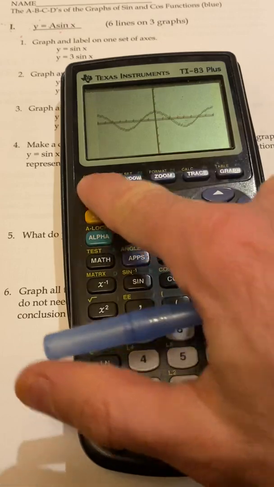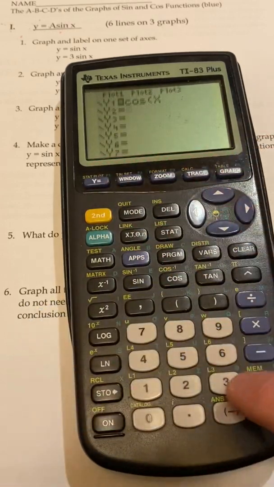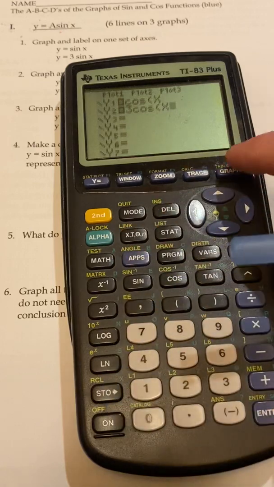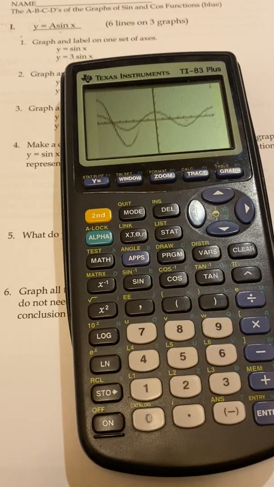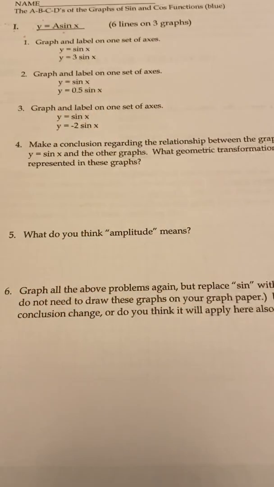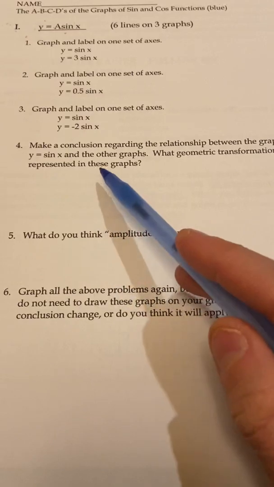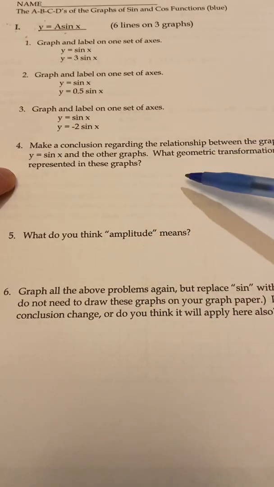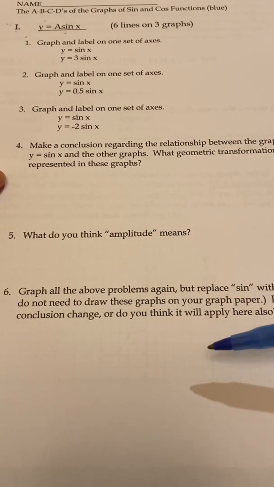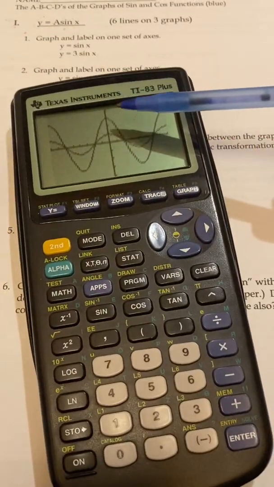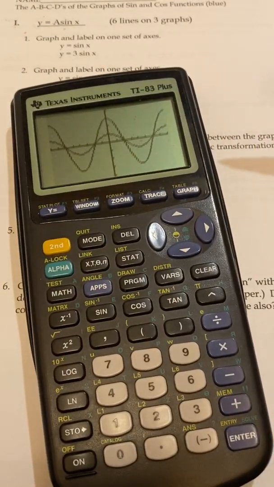Well, now go in and enter in 3 cosine x. And you can compare and see, okay, whatever you said here, what transformation did you think this was? Is it any different when you interchange sine with cosine? And so that's what we're wanting you to do.